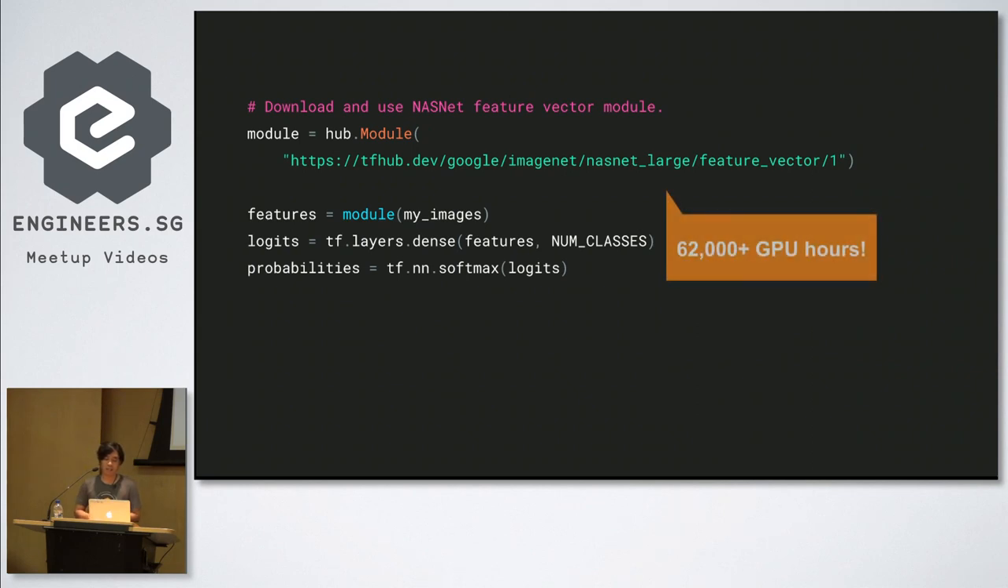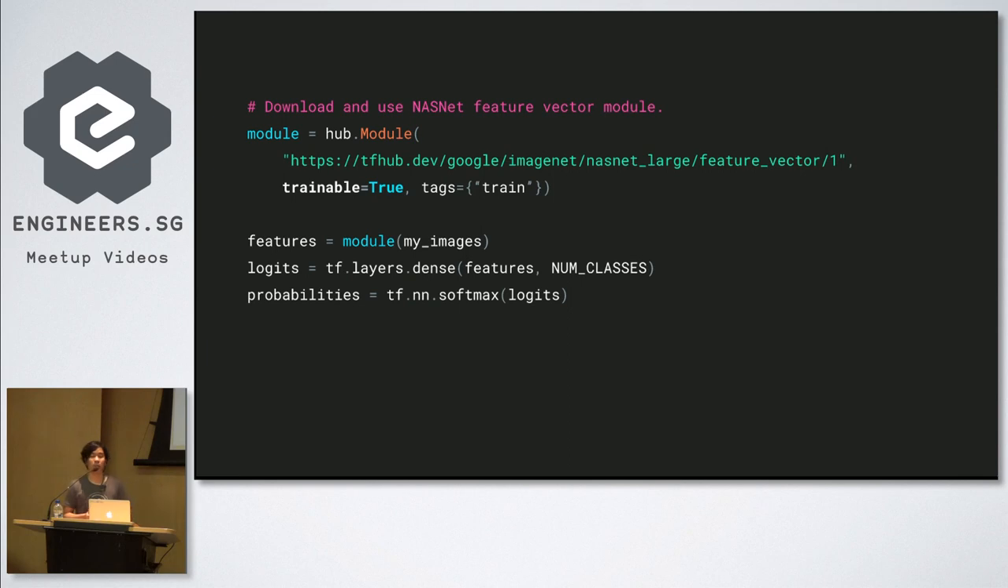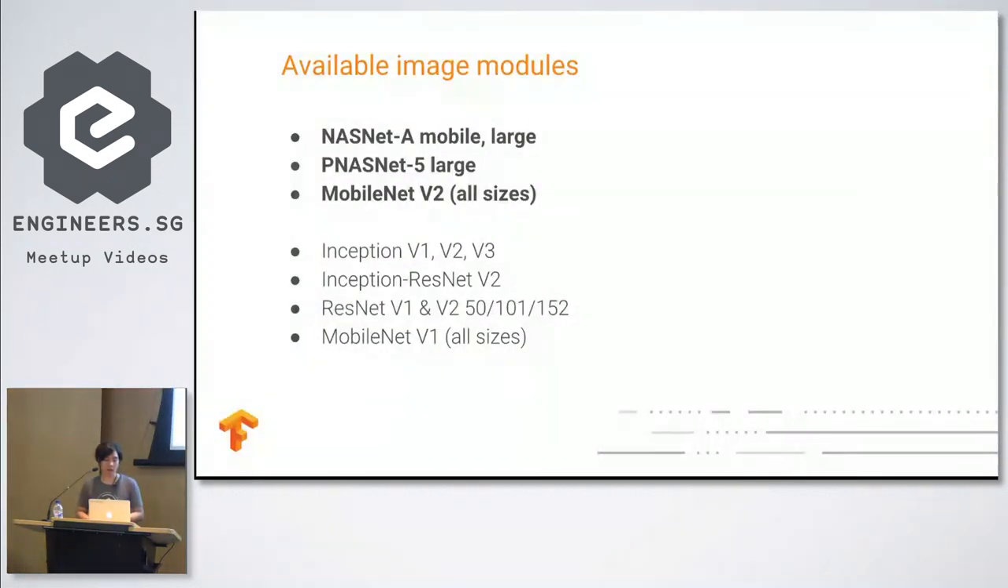The good thing is that in order to get those feature vectors, it used about 100 GPU hours to actually train NASNet. So you can reuse it, and you don't have to use any GPU power for this. Also you can retrain your model as well. You just put retrainable true and then put something called a tag, and then you also retrain your image model. Available image modules include NASNet, PNASNet, MobileNet, and also standard stuff like Inception and ResNet.